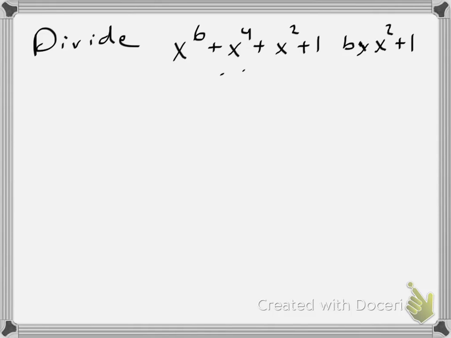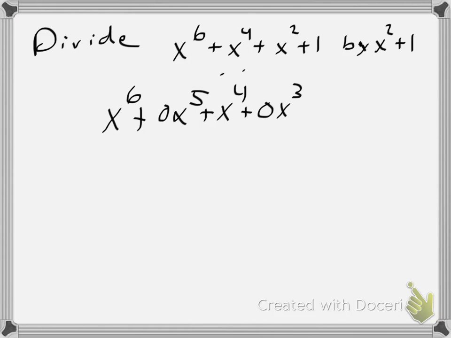In other words, since I'm missing an x to the 5th or an x to the 3rd, what I'm actually going to be dividing into is x to the 6th plus 0x to the 5th plus x to the 4th plus 0x to the 3rd plus x squared plus 0x plus 1.